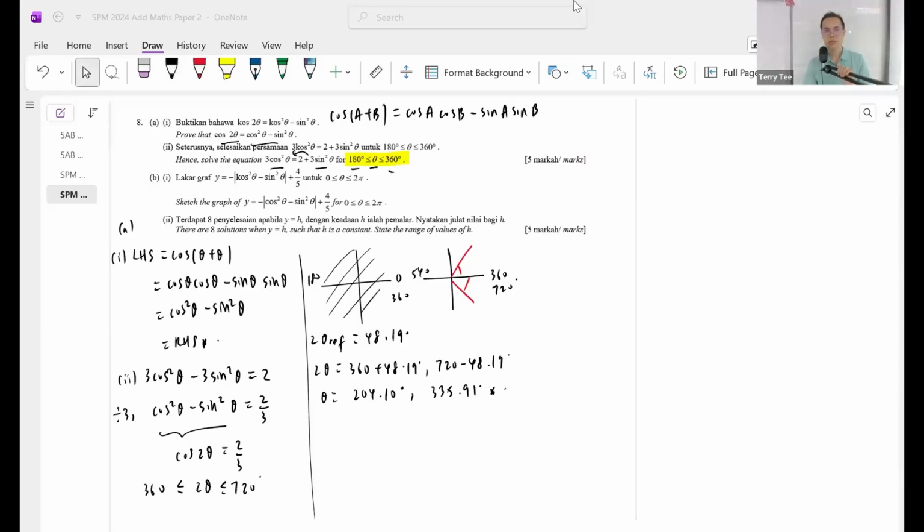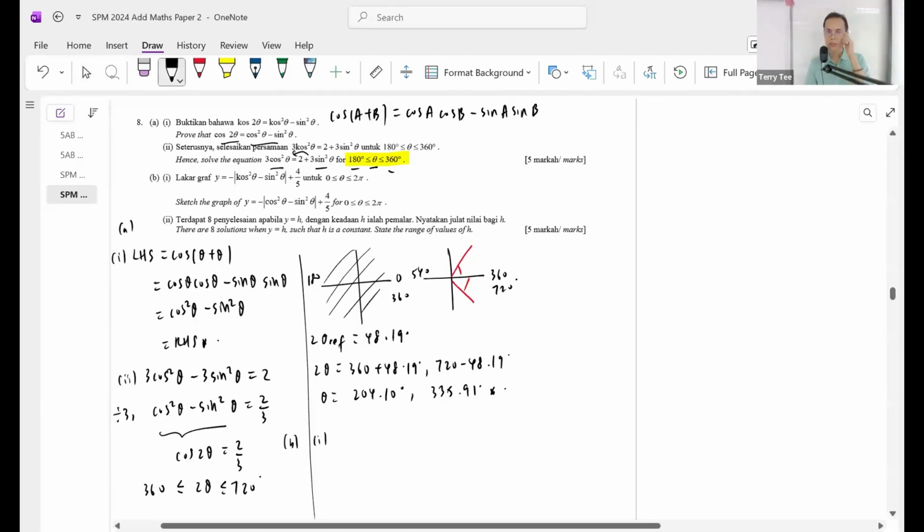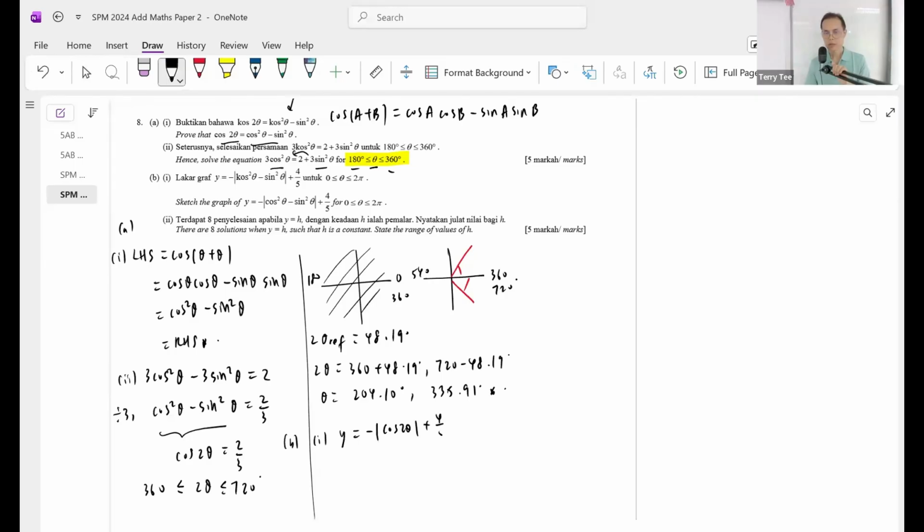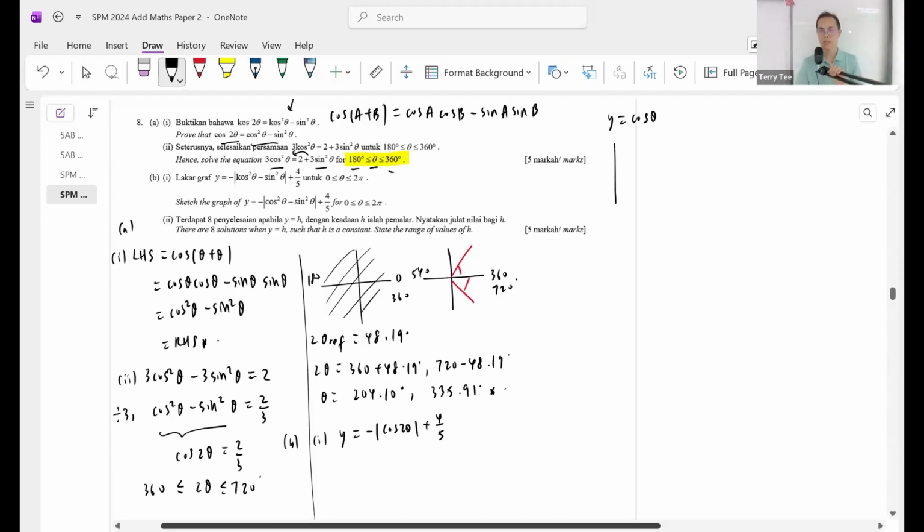Next, we're going to sketch a graph. Now, this graph, right, before we sketch the graph, notice the negative cos square minus sine square, you're going to use this result from the first part. So I'm supposed to sketch negative modulus cos 2 theta plus 4/5. Okay, so we know that maybe I draw the basic cos for you first. This is the basic cos graph. The difference is this 0 to 2 pi.